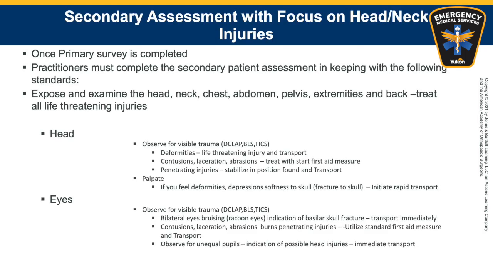For the secondary assessment, you may do this on scene. You may do this en route. This one starts again at the head and moves down. It's just more detailed. You're going to be looking for DCAP-BTLS ticks. You're going to be looking for obvious trauma, and any of the little things that we've talked about: the raccoon eyes, the Battle signs, unequal pupils.